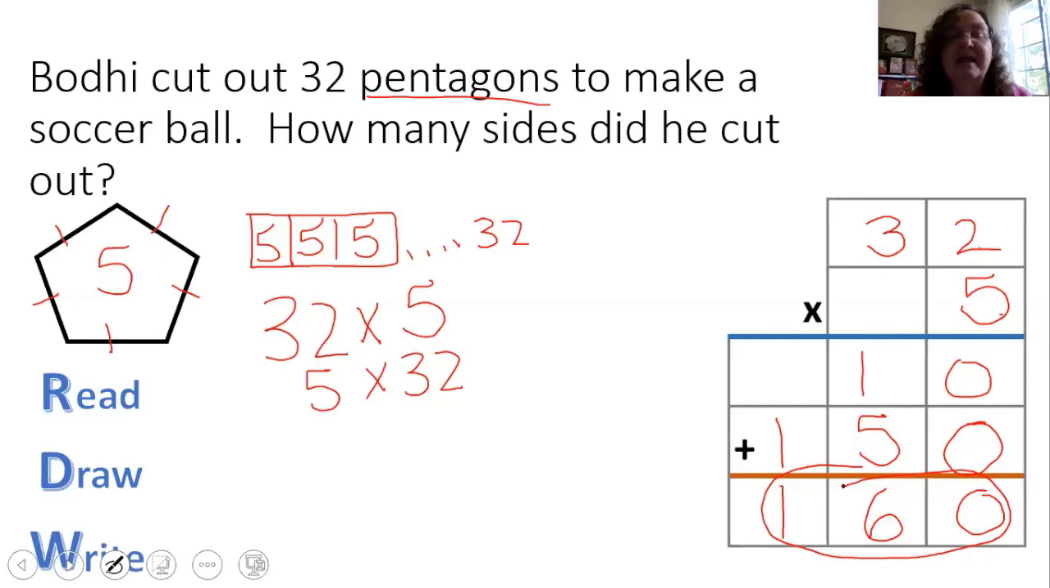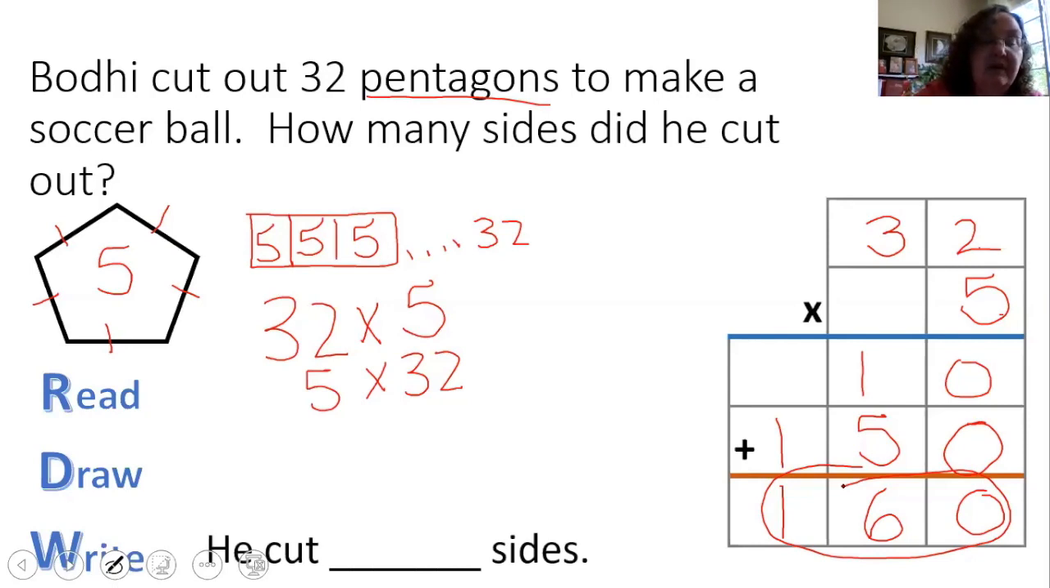So if they said, how many sides did he cut out? What would you say? He cut blank sides, or we would put in the 160 sides. Make sure you write your sentence with a capital letter at the beginning and a period at the end. Wonderful. Let's move on.